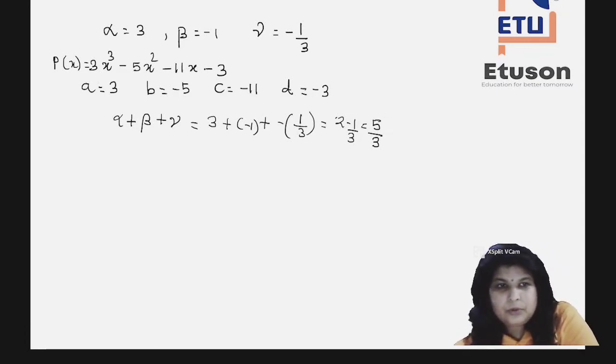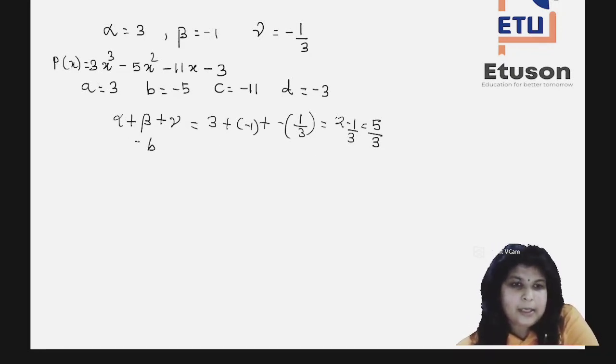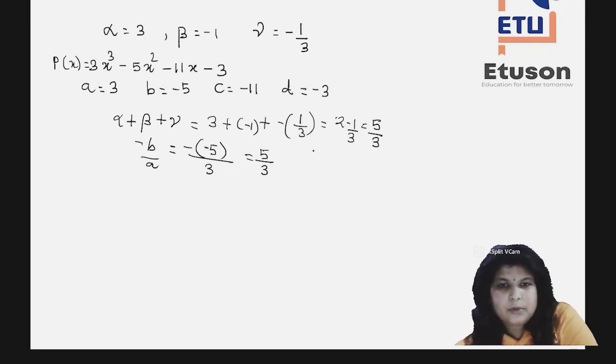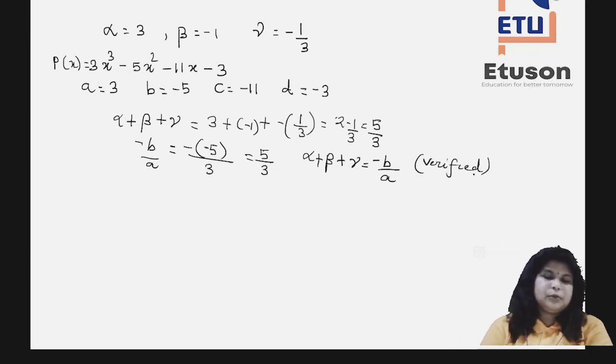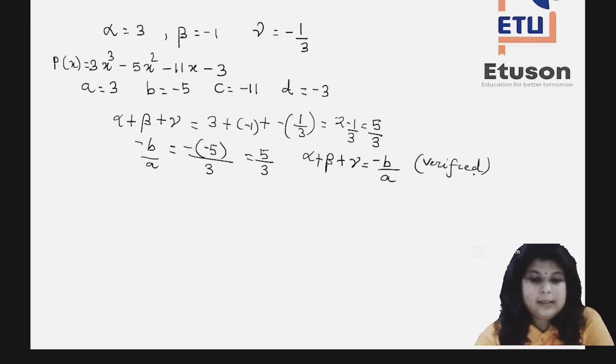So now 5 by 3, let us do b by a. What is minus b by a? So minus b by a is nothing but minus of minus 5 divided by a. What is a? It is 3. So that is 5 by 3. So the first relationship, that is alpha plus beta plus gamma is equal to minus b by a, is verified. Correct.